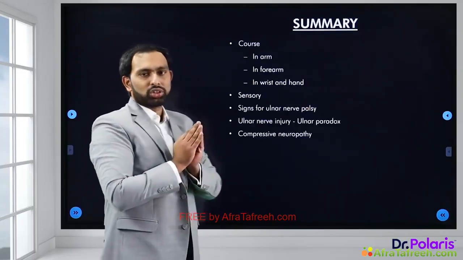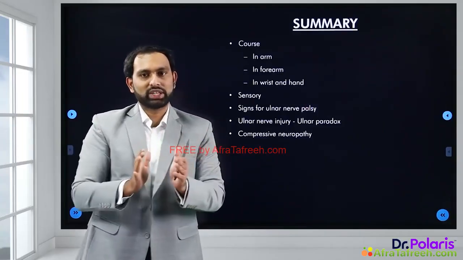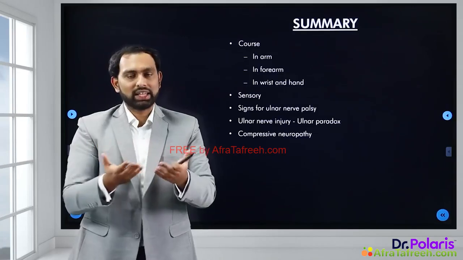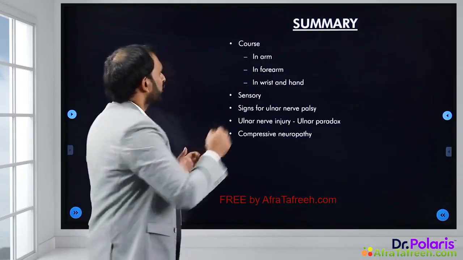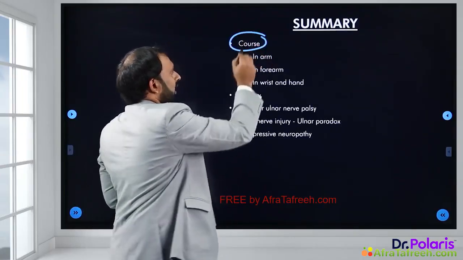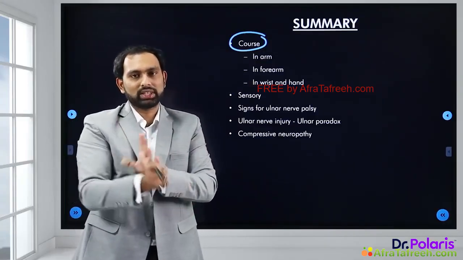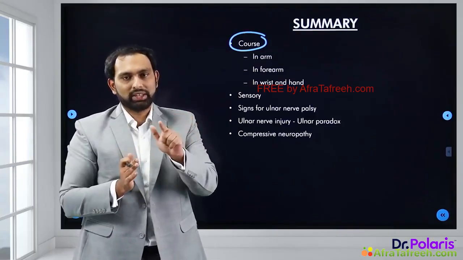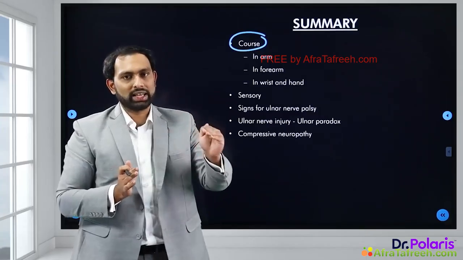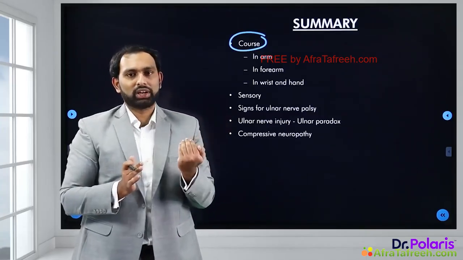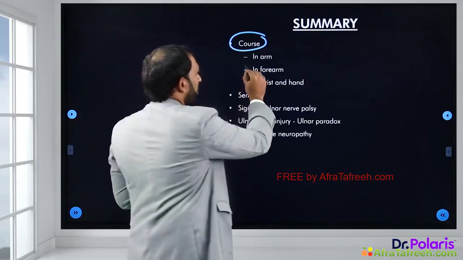So now we've understood the course of the ulnar nerve. After that, we've talked about ulnar nerve injuries, signs of ulnar nerve palsy, and then we've talked about compressive neuropathy. So let's summarize the ulnar nerve. First is the course of the ulnar nerve. In the arm, it has no significant branches. It runs medial to the humerus, and after that, it pierces the medial intermuscular septum, goes underneath the sheath, and then lies posterior to the medial epicondyle. It pierces the Osborne's fascia and enters the forearm.